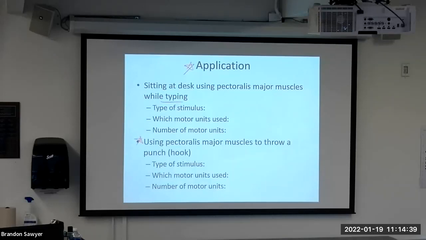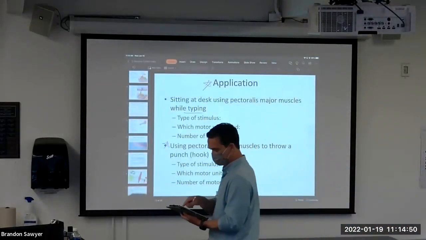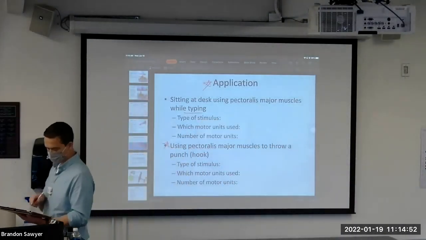We need to move on to the metabolism stuff. But any questions on that before we move on? All right, so let's go ahead and hop over to the metabolism notes.